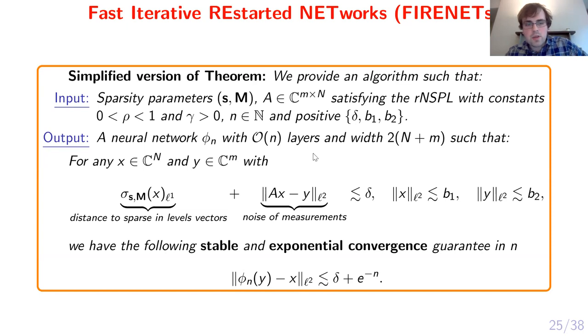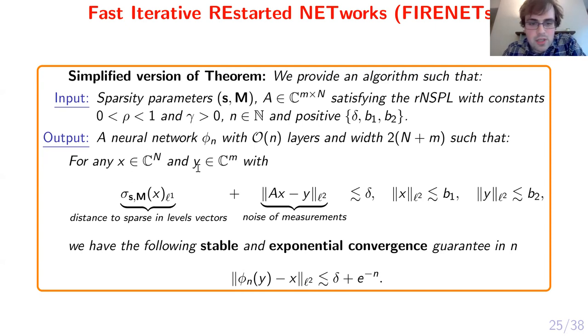We provide an algorithm that does the following. You feed it the s,M vectors that describe your sparsity structure, your matrix A that satisfies the robust null space property in levels with constants rho and gamma, N, which you can think of as the number of layers in the neural network, and positive constants delta, B1 and B2. Then the algorithm goes away and spits out a neural network phi n with order n layers and width 2n plus m. Remember, n is the dimension of the vector x I'm recovering. m is the dimension of the samples that I see.